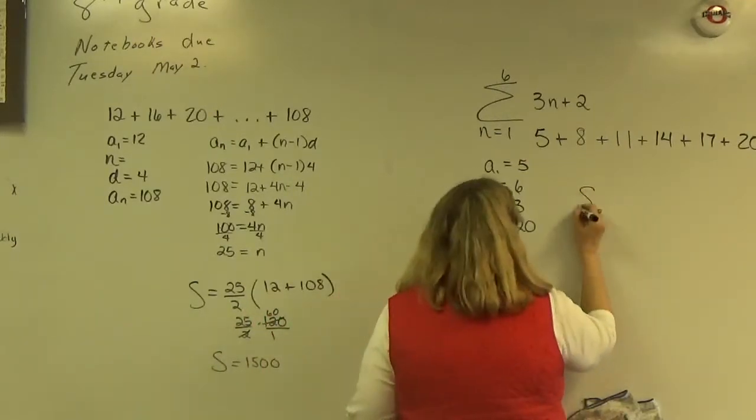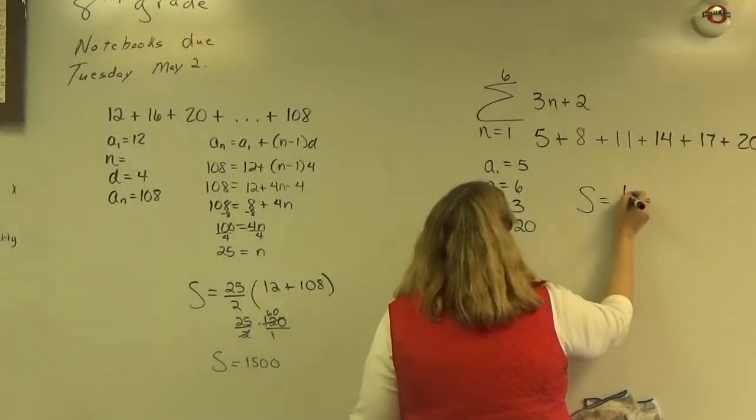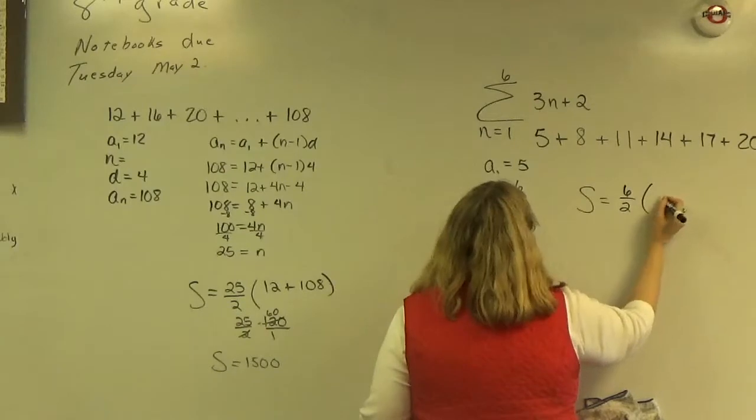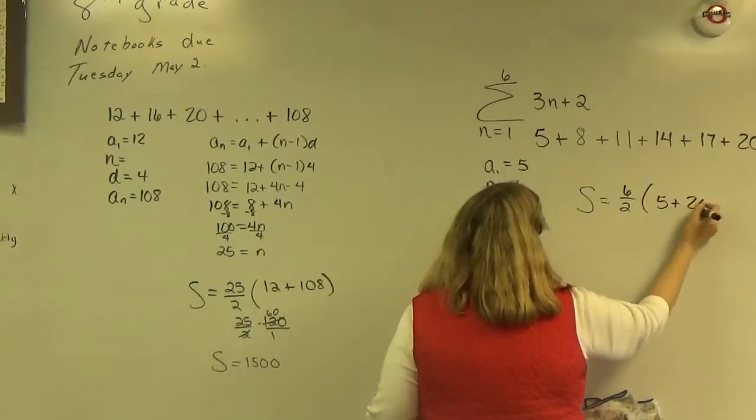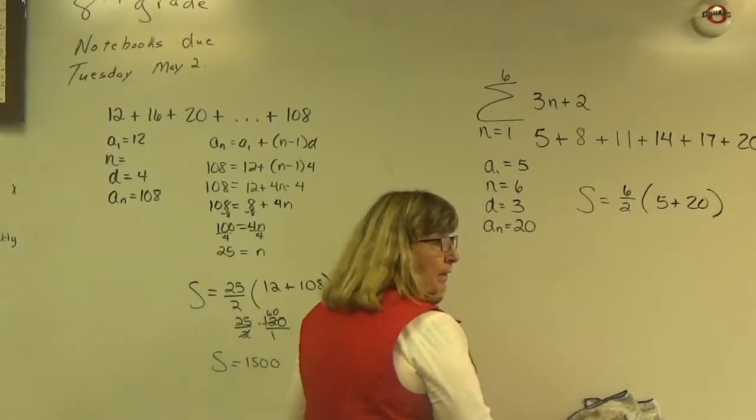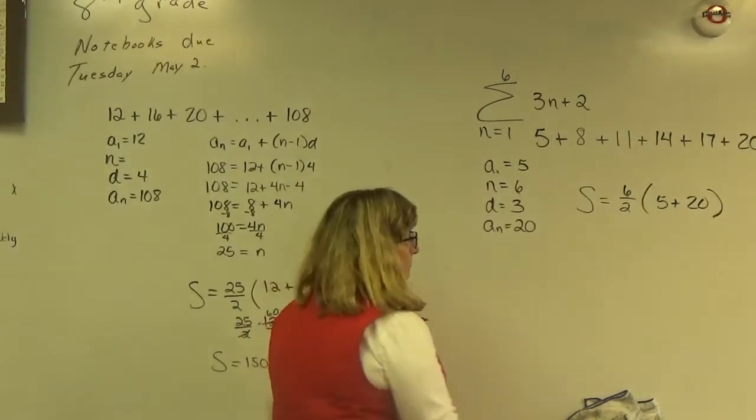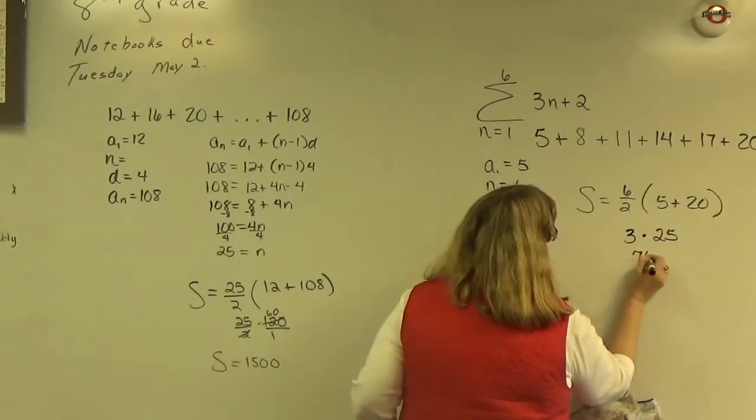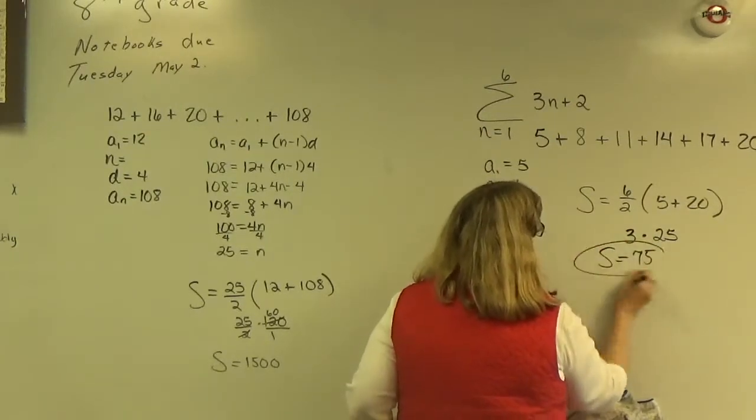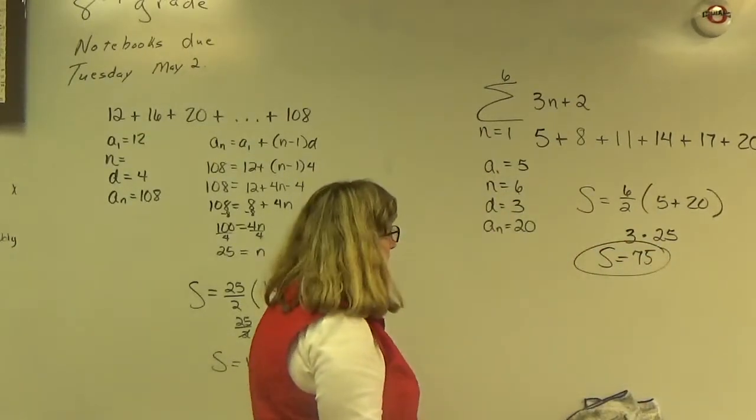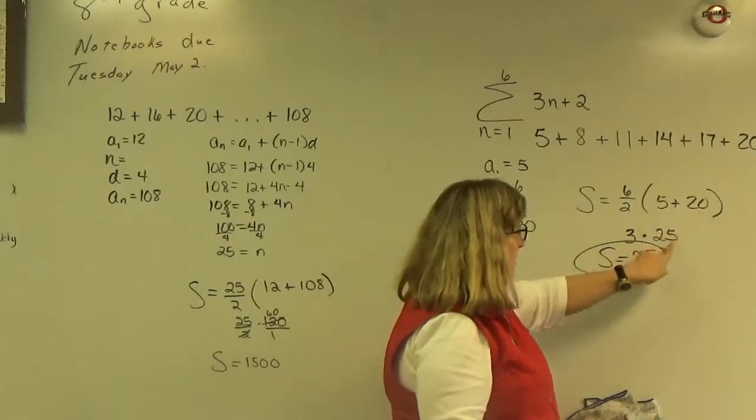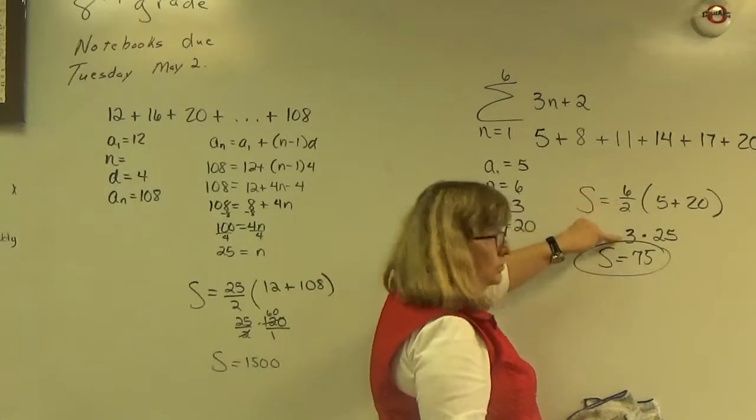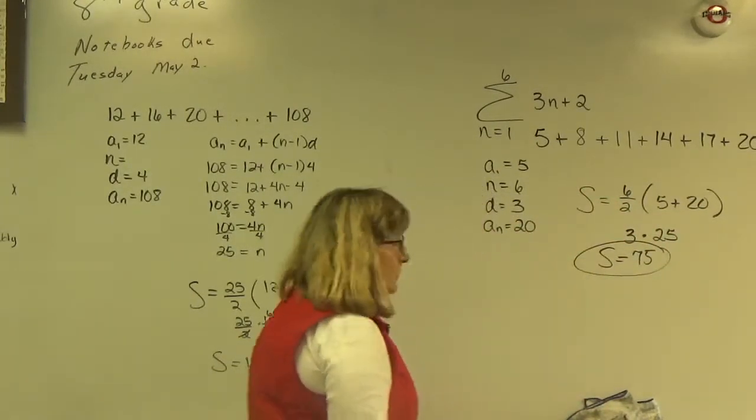So the sum is equal to the number of terms divided by 2, times the first term, 5, plus the last term, 20. 5 plus 20 is 25, and 6 divided by 2 is 3. So 3 times 25 is 75.